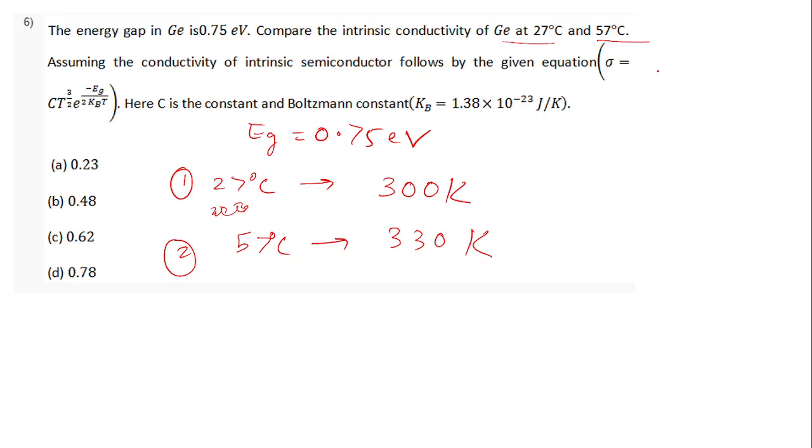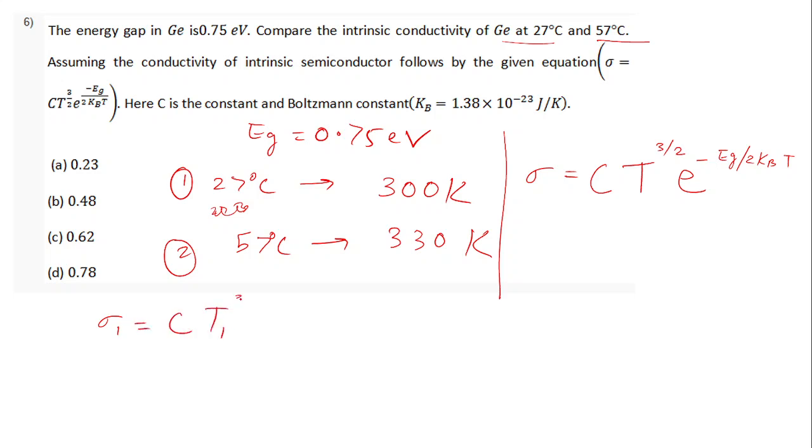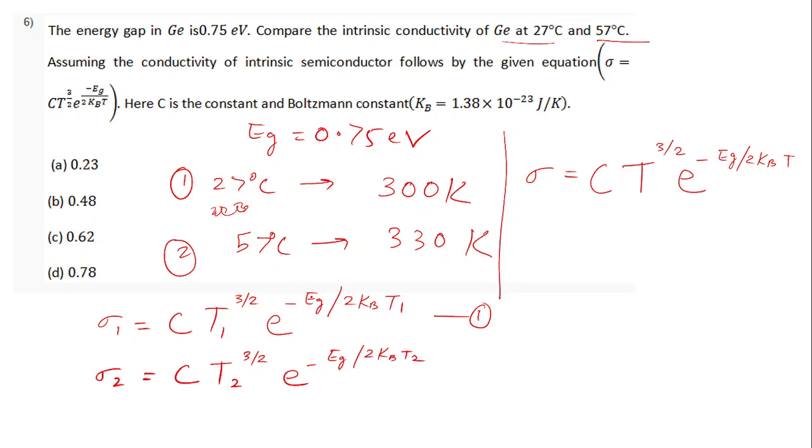So let's substitute the expression for the dependence of conductivity for germanium. The expression is this: the conductivity is some constant C, T to the power 3 by 2, e to the power minus Eg divided by 2 kB T. This is the expression. Now for the first case, sigma 1 will be C, just a constant, T1 to the power 3 by 2, e to the power minus Eg, which is the same anyway, 2 kB T1. This is for the first case. For the second case, sigma 2, another conductivity, constant C, T2 to the power 3 by 2, e to the power minus Eg by 2 kB T2.